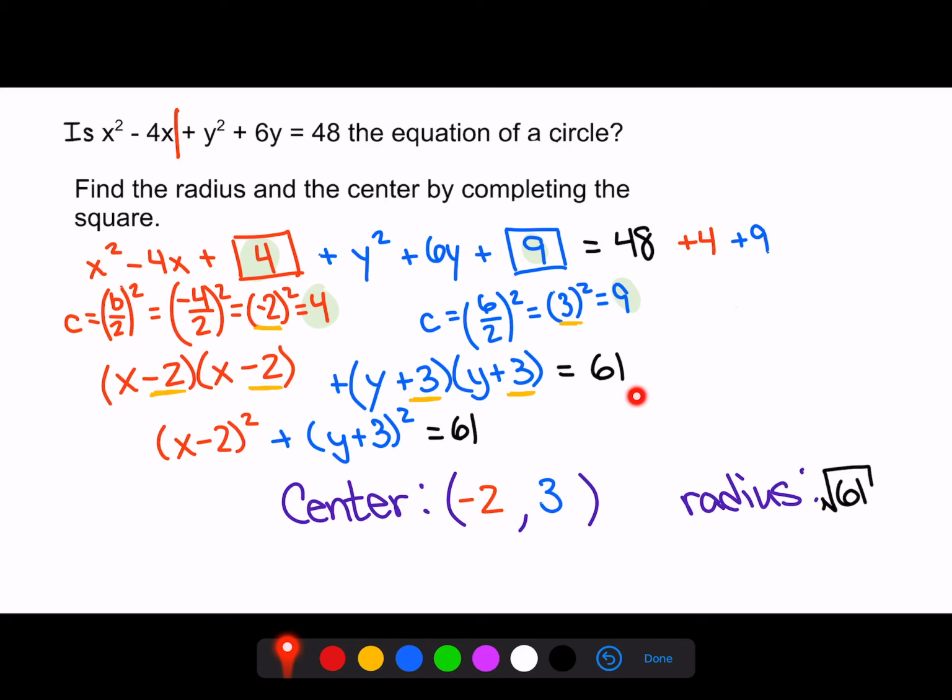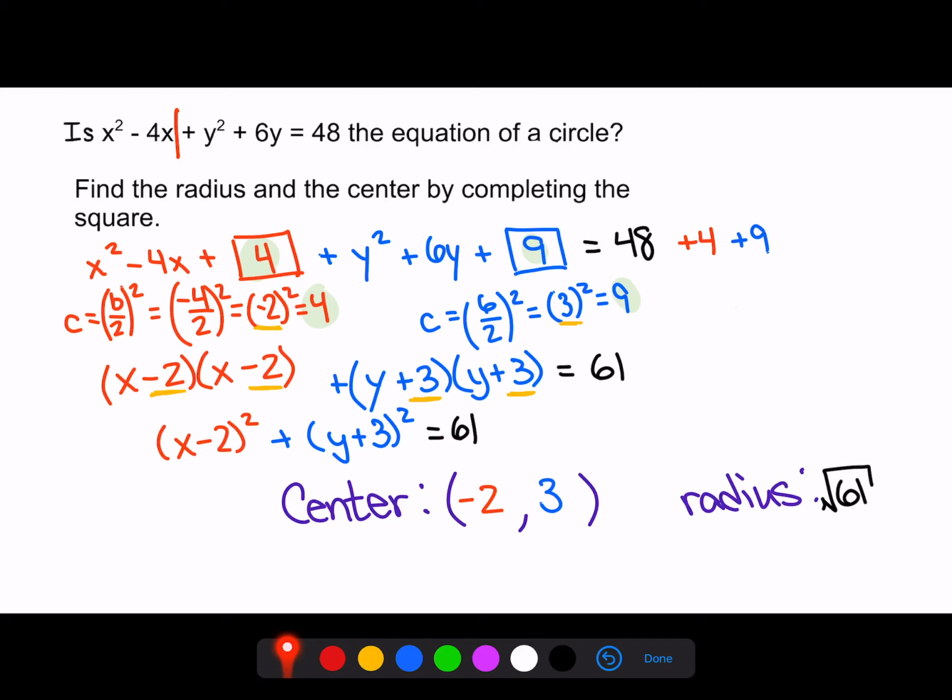From here, we're almost done. These are the same exact thing being multiplied, x minus 2 times x minus 2. So I'm going to go ahead and combine those, and it becomes x minus 2 squared. Same thing with the y plus 3's. So the y plus 3 times y plus 3 becomes y plus 3 squared. And all of a sudden, this is looking more and more like the equation of a circle. That's equal to 61. So it's now finished.